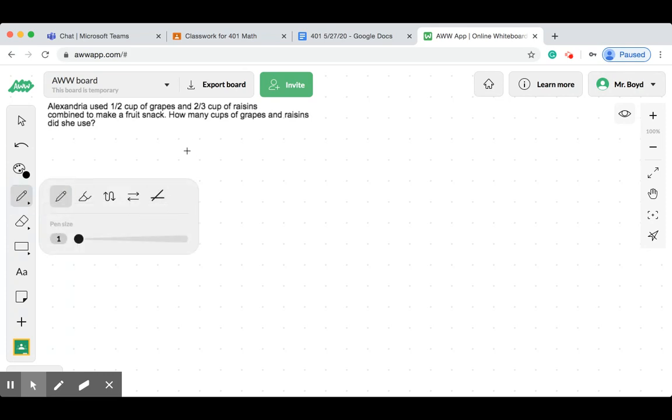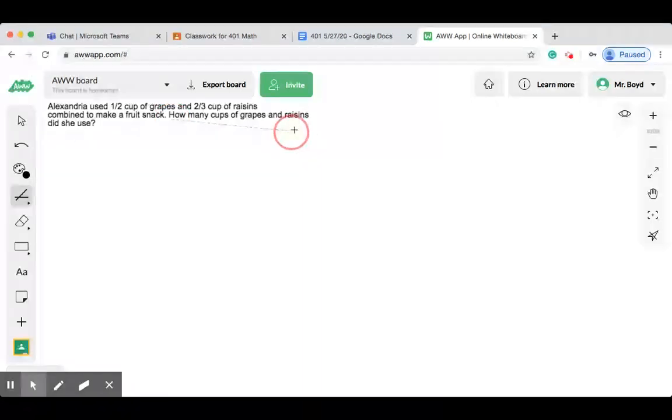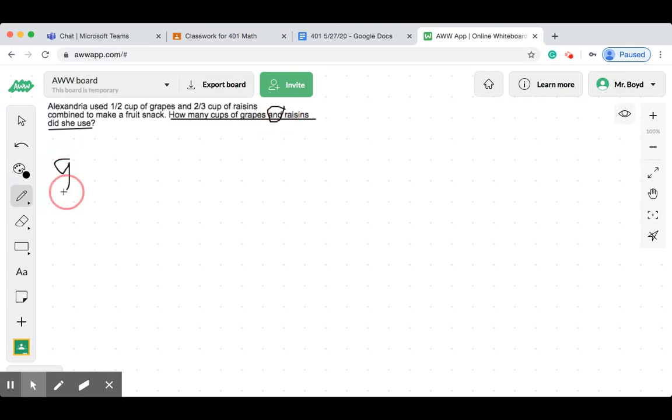So the first thing I look at is the question. It is asking me how many cups of grapes and raisins did she use? So I know it's asking me for them combined because it said grapes and raisins. For my grapes, I have 1/2 a cup. And for my raisins, I have 2/3 of a cup. So as I can see here, I have unlike denominators. I have a 2 and a 3, a half and a third.